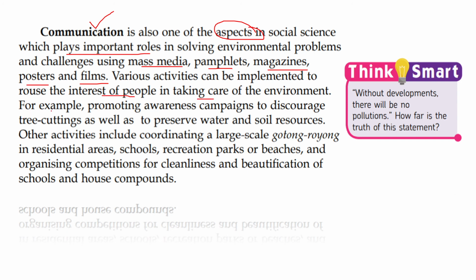Okay, so these are the examples where we promote awareness campaigns to discourage tree cuttings as well as to preserve water and soil resources. Okay, other activities include large-scale gotong royong in residential areas, in schools, in recreation parks, or even beaches, and also to organize competitions for cleanliness and beautification of schools and also house compounds.